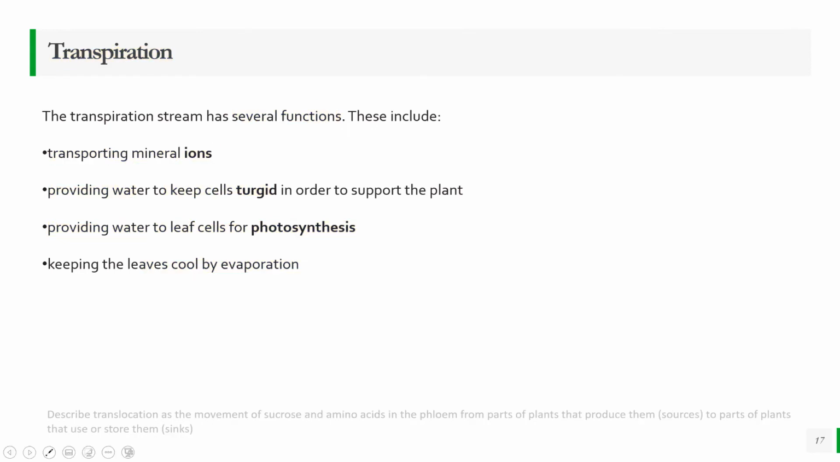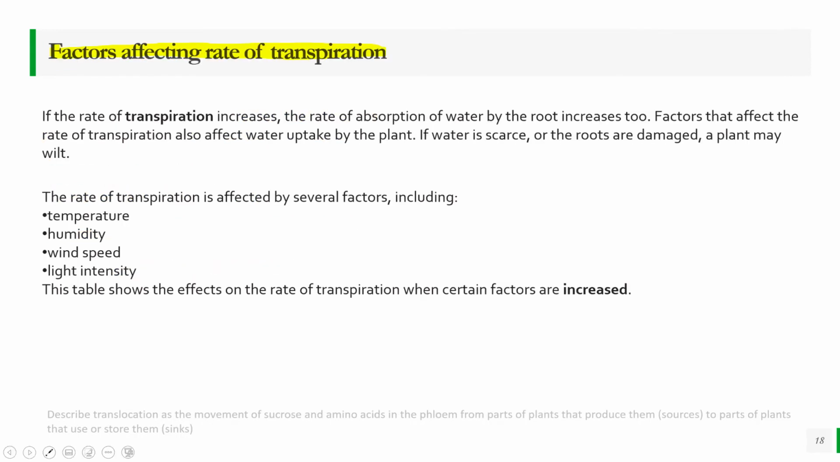Alright, now let's look at the factors affecting rate of transpiration. Okay, so di sini ada 4. There are 4 factors that can affect transpiration. Number 1, temperature. Okay, lagi panas, boys, lagi tinggi transpiration. Pasal apa? Tadi perlu membuang panas. Okay, so temperature, lagi panas, lagi tinggi transpiration.